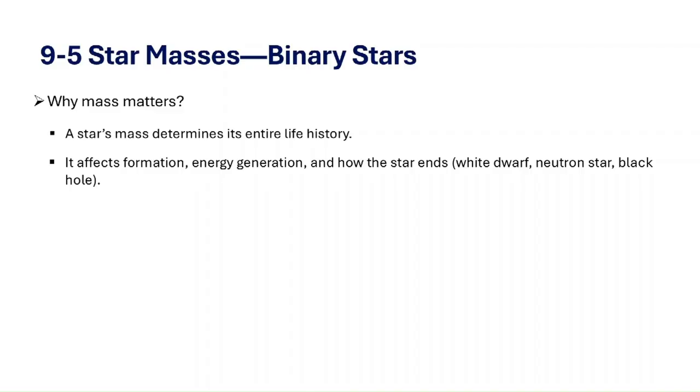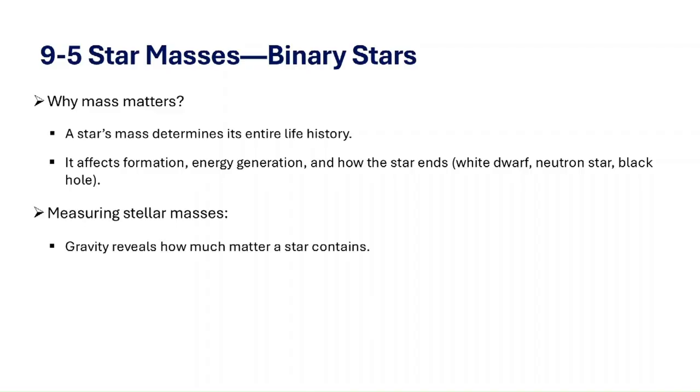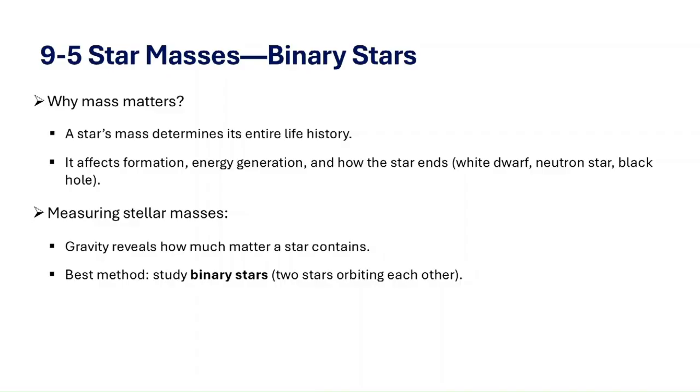And that brings us to the next point, how we actually measure it. We can't just put a star on a scale, of course, right? Instead, we rely on gravity to tell us how much matter a star contains. So, the best way to do this is by studying binary stars, systems where two stars orbit each other, and their motions give away their masses.